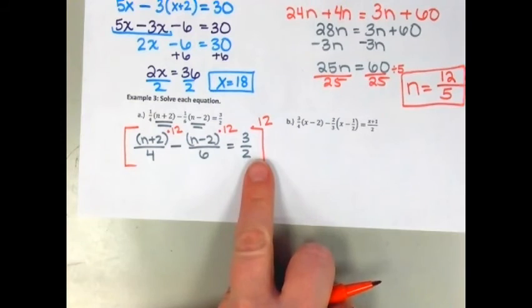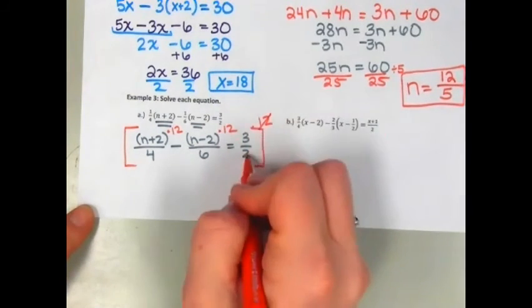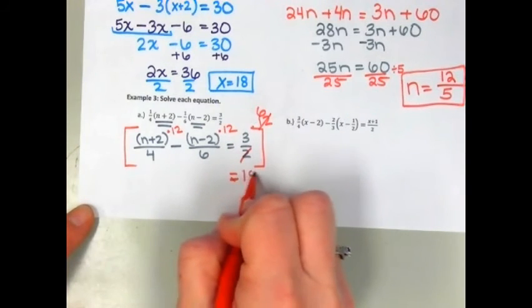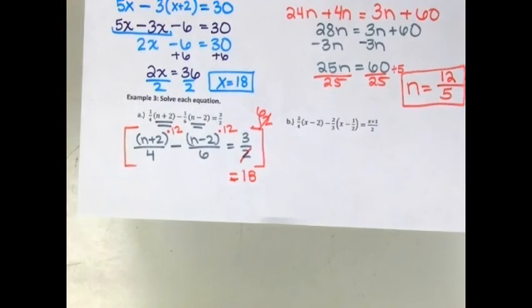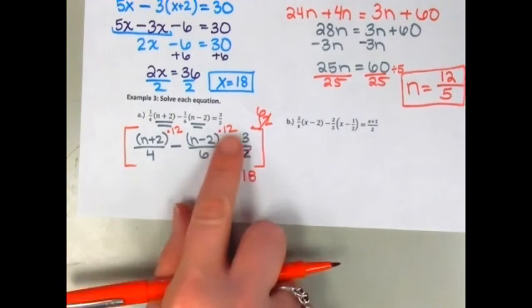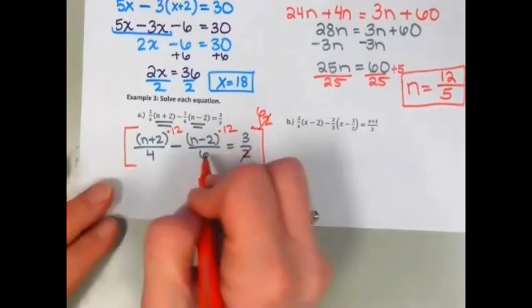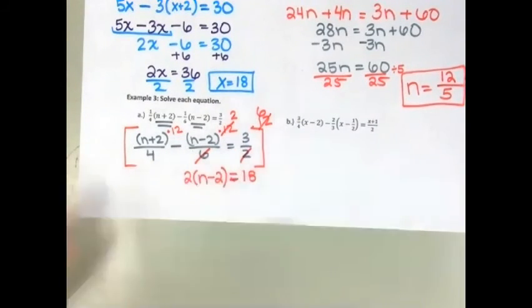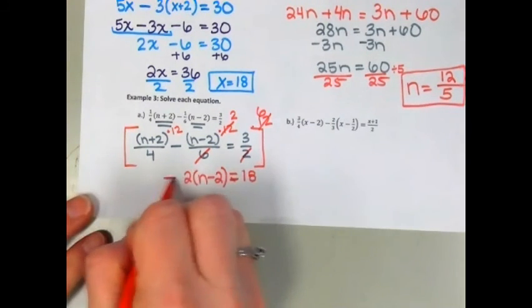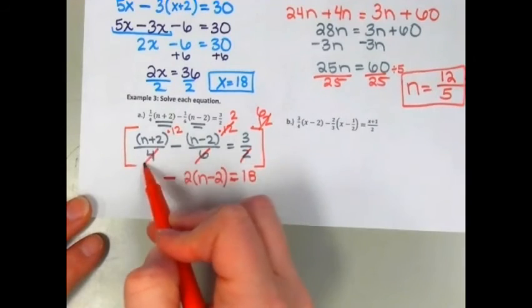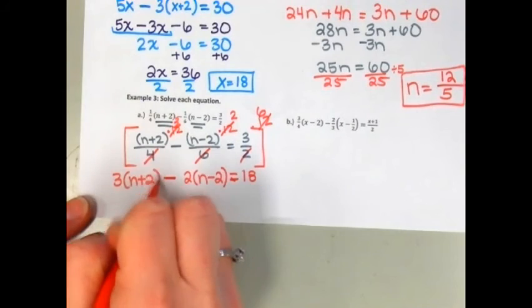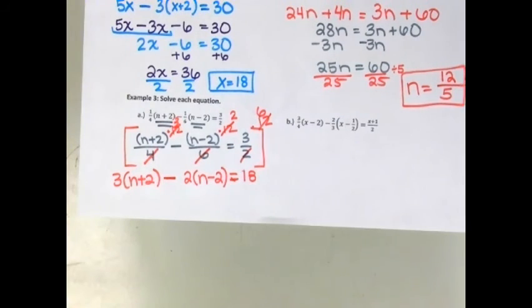3 halves times 12. What's 12 divided by 2? 6. So 3 times 6 is 18, right? You guys okay with that? All right. What's 12 divided by 6 here? 2. So we're going to take 2 times n minus 2. Are you guys okay with that? Okay. That's a minus sign. 12 divided by 4 is 3. So I'm going to take 3 times the n plus 2. Is everyone okay with that?